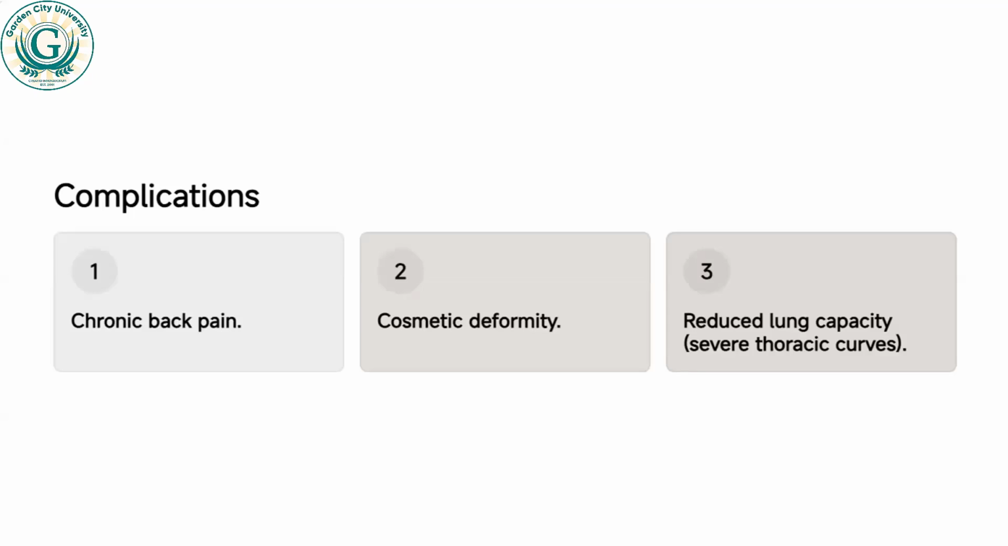Reduced lung capacity, as I was saying. Once there's no correction for the spine, and it keeps on compressing the lungs, it will lead to what? The lungs' reduced ability to hold oxygen. Okay, so that is scoliosis.